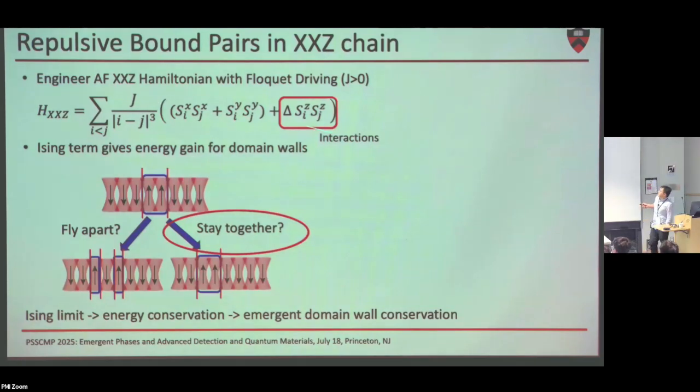But now let's get to something more interesting that really leverages the capabilities of the tweezer platform. Let's look at what happens not in the single magnon sector, but in the two magnon sector where two spins are flipped. We can ask a very simple question: if I flip two spins next to each other, as time evolves, do they fly apart or stay together? It turns out that if you turn up this Ising interaction very strongly, as long as the interactions are local enough, you actually get an emergent domain wall conservation law. This means that the two spins have to move together.